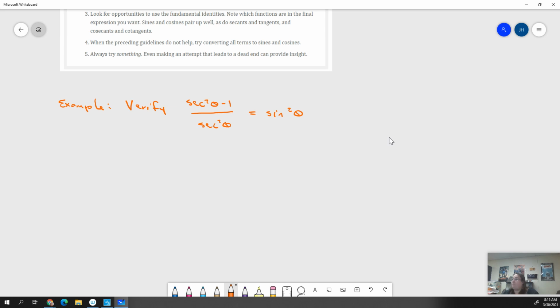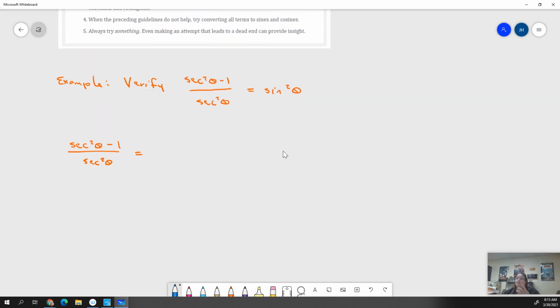So, how we get there is we're going to take secant squared theta minus 1 over secant squared theta, and we're going to show how we get it to sine squared theta. Now, I don't always try and figure out what it's going to be. I always feel like if I just look at it and start breaking it down, it's going to get me there if I can notice the things that are going on with it.